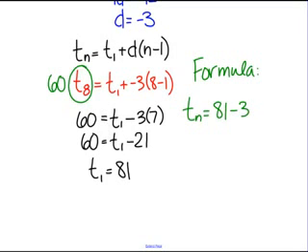Now that I have the first term and the common difference, I can write a formula. So it must be that the nth term is equal to the first term plus the common difference times n minus 1.